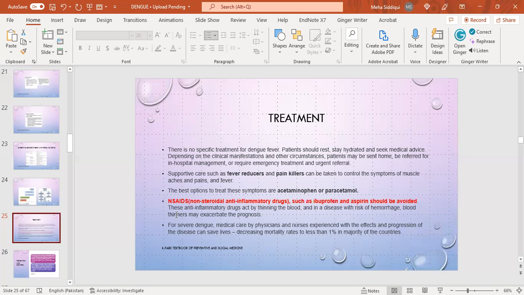The best options to treat these symptoms are acetaminophen and paracetamol. The most important thing to remember is that NSAIDs such as ibuprofen and aspirin should be avoided, as these anti-inflammatory drugs act by thinning the blood, and in a disease with risk of hemorrhage, blood thinners worsen the prognosis. For severe dengue, medical care by physicians and nurses experienced with the effects and progression of the disease can save lives, decreasing mortality rates to less than 1% in the majority of countries.